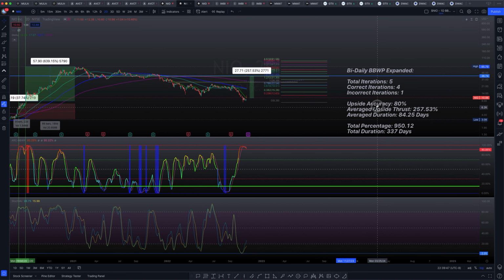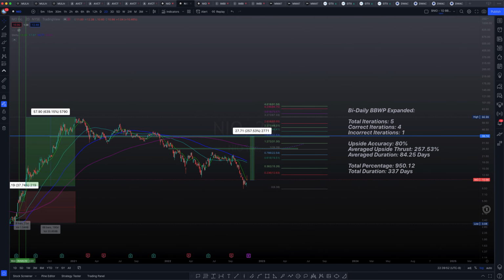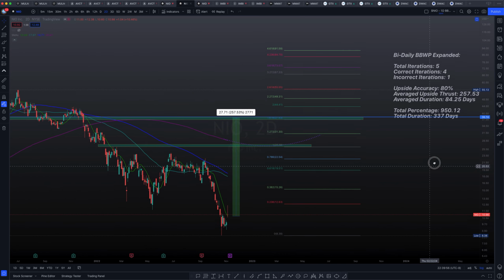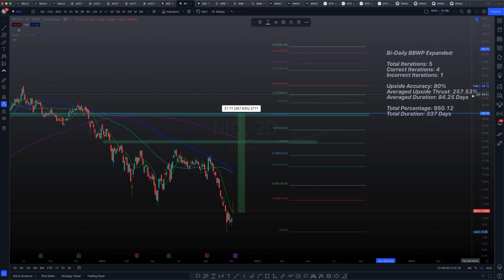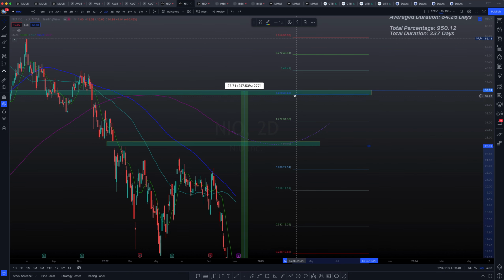So let's go ahead and apply the statistical metrics, you guys. So please remember that these are statistical metrics. They are not certainty, so it's important for us to consider that, you guys. So we have a 257.53% upside thrust, which puts us in direct confluence with the 1.618 golden mean, you guys. This is a very special, sorry, let me go ahead and undo that. That's a very special target, you guys.